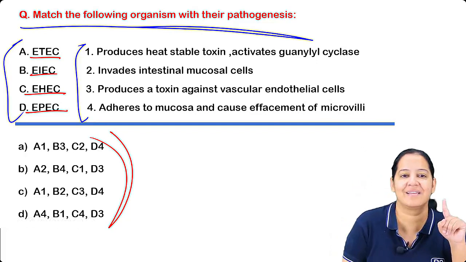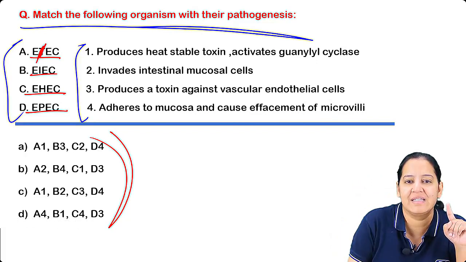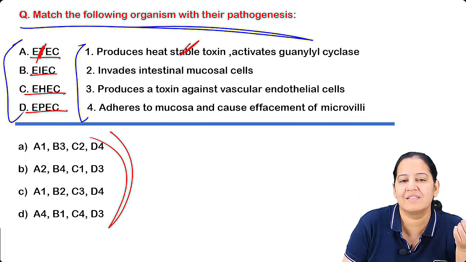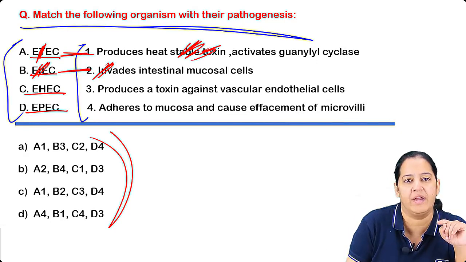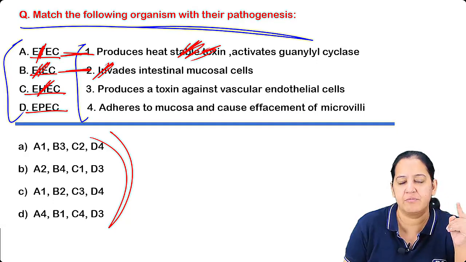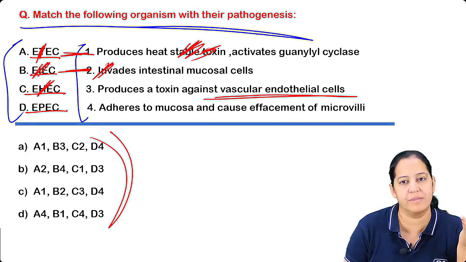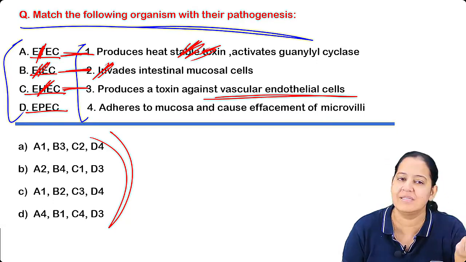Okay, listen. So ETEC, T, it secretes toxin. T for toxin, right? So A is 1. Enteroinvasive, it invades. B is 2. Enterohemorrhagic, it forms the thrombus. That is endothelial cell, right? C is 3.